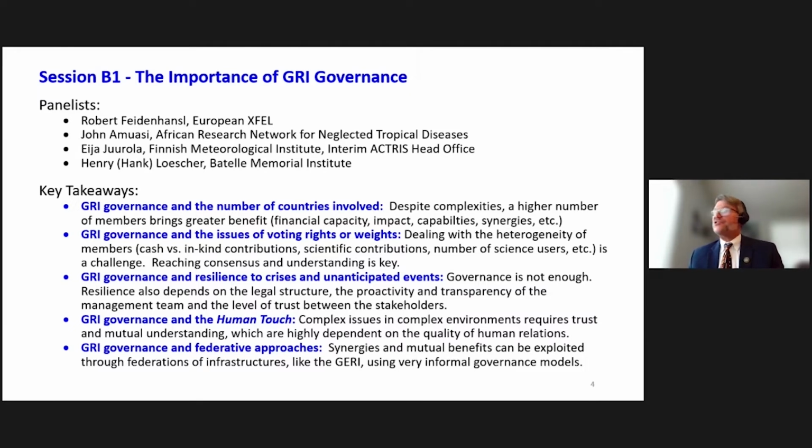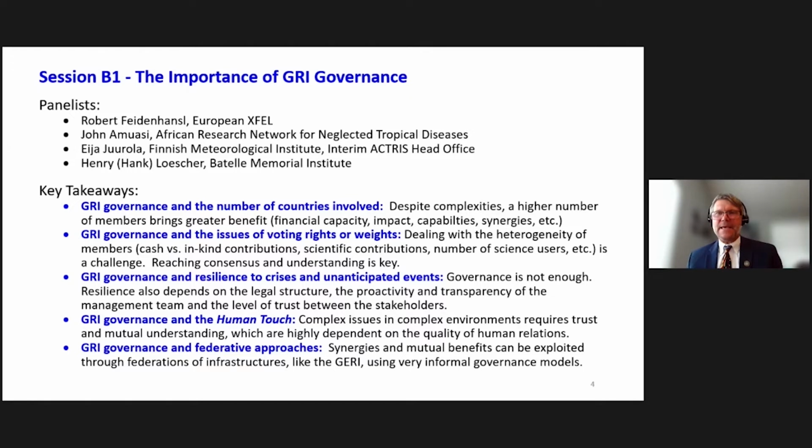And it's a challenge, obviously, on a lot of these, given how heterogeneous they are with regard to things like financial contributions and scientific contributions. But it's essential that people reach consensus and have an understanding of what those weights and roles and responsibilities are. So as far as resilience, governance in itself is not enough. It also depends on the legal structure, but probably more importantly, on how proactive and how transparent the management team is and the level of trust with all of the stakeholders involved.